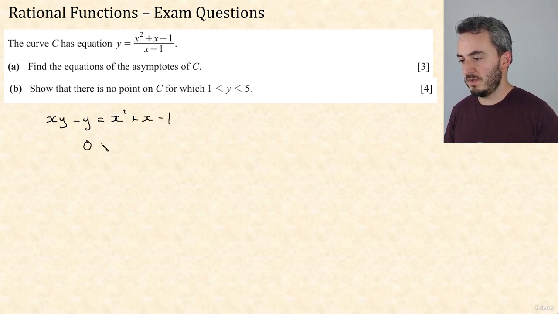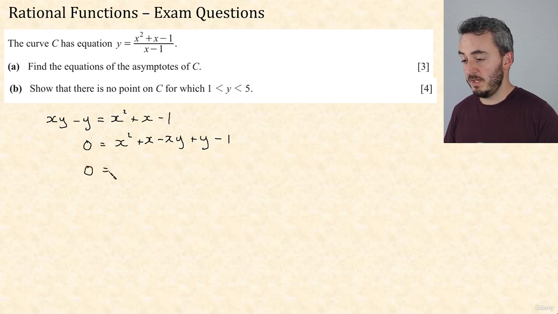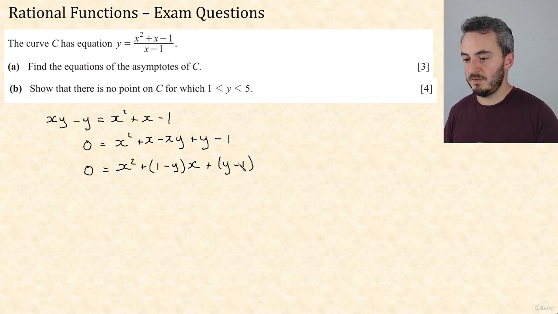Getting everything over onto one side, I've got x squared plus x minus xy plus y minus 1. And grouping this up really neatly, I've got 1x squared. How many x's have I got? Well, it's 1 minus y of them. That's how many x's. And then I've got y minus 1. So there's my a, b, and c.